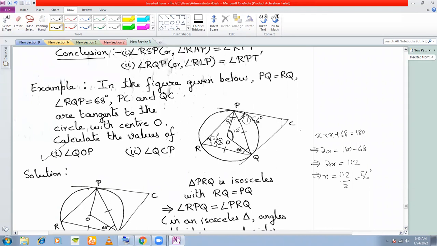Similarly, through the point of contact Q, there's a chord passing. So this must also be an angle. If I call this angle number 3, then 3 and 2 are also angles in alternate segments. So this angle must also be 56. And once you know these two angles, you consider triangle PQC, or QCP, this triangle here. You know two angles of the triangle, and you can easily calculate the third angle. So that is how we do this sum.